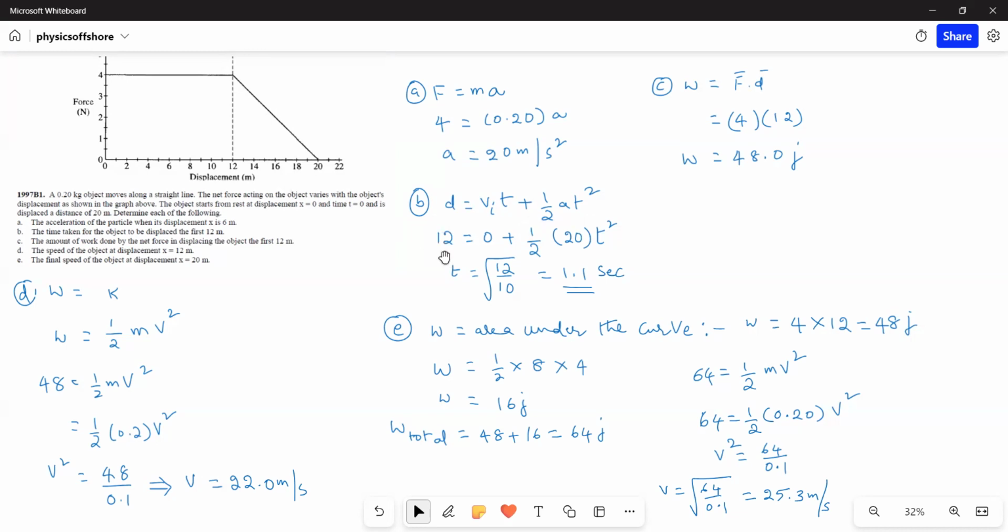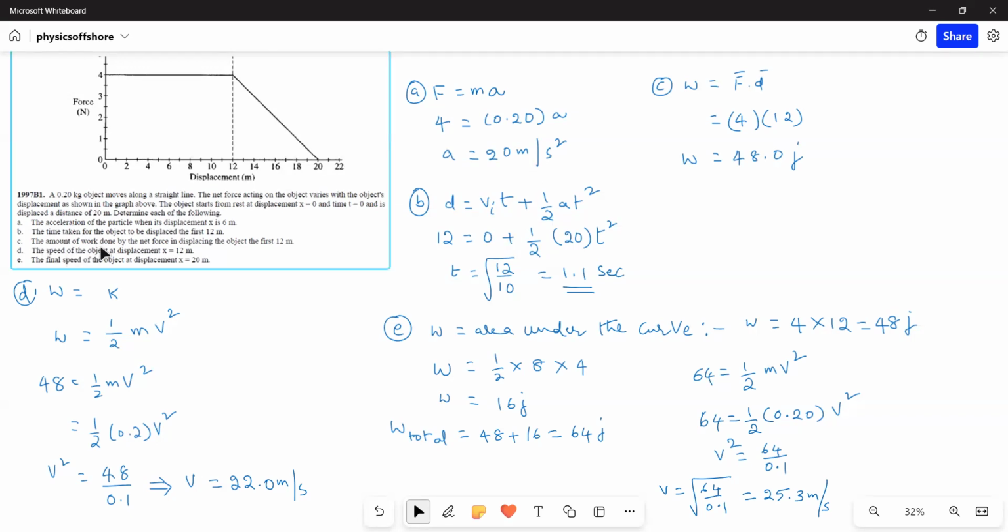So displacement is given as 12, and initial velocity is 0, since when t equals 0, v_i equals 0. So here we plug in that value, plus half times the acceleration we already found, 20 meters per second squared. We have to find the t value.